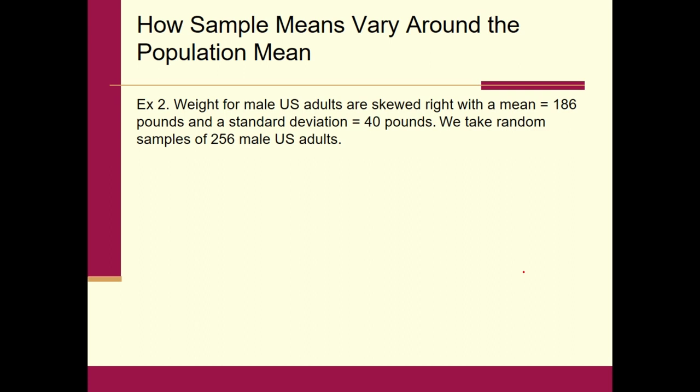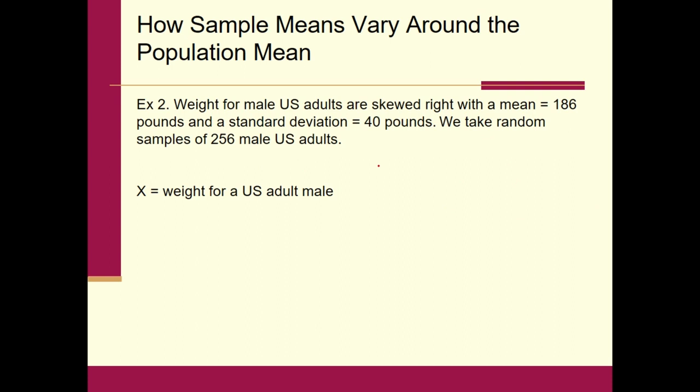Alright, so let's think about a couple of things here. X is no longer nice and bell-shaped. It's skewed to the right. It has a mean of 186. What are we going to name that? Hopefully you say that's mu. Standard deviation of 40. Hopefully you name that sigma. Assume that this is for an entire population. And then we take random samples of 256 U.S. adults repeatedly, over and over again. That's n, our sample size.